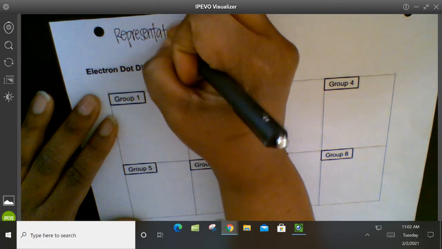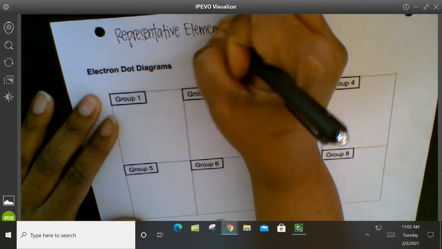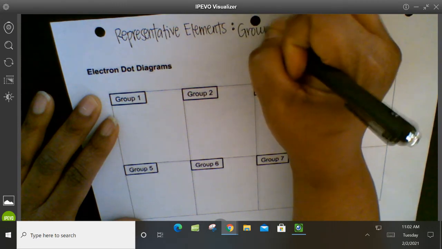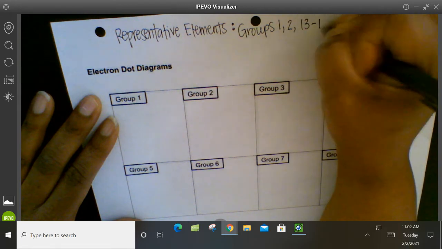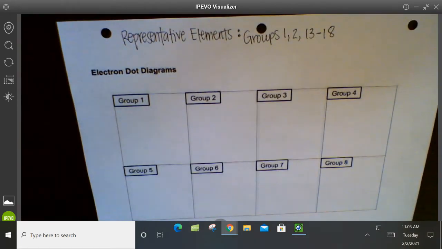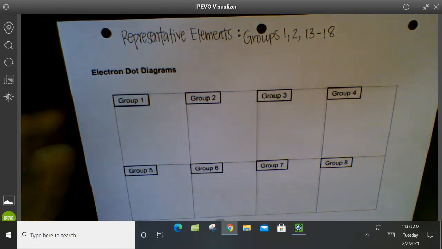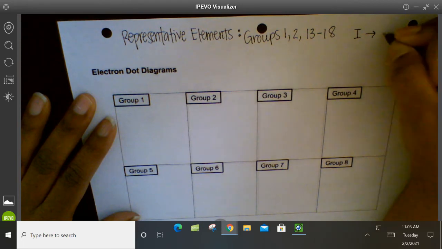Once again, your representative elements are going to be, for you guys, groups 1, 2, 13 through 18. Now, what is so special about these representative elements? Well, we also use Roman numerals to represent these groups. So it would be from Roman numeral 1 to Roman numeral 8.